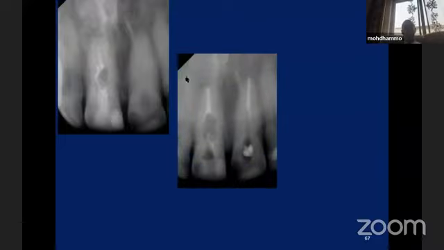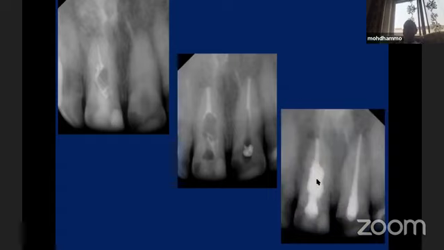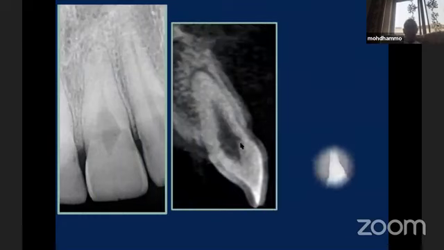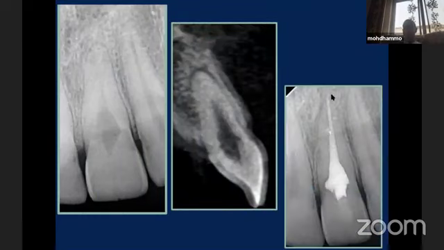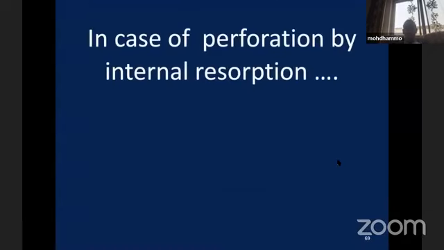Here, the apical part is filled with the downpack technique, and this part here we will fill with the gutta-percha gun. Of course, we have to use sealer and flowable gutta-percha with the gutta-percha gun. This part is filled with downpack and this part with the gutta-percha gun.